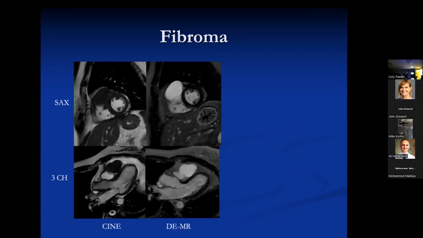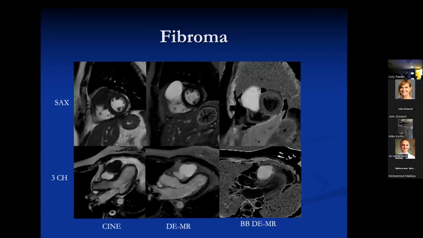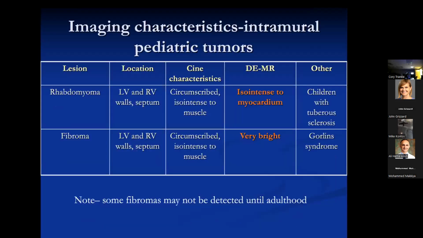So here's another case. Here are still frames from cine and delayed enhancement images in this right ventricular case. Here's one with a bright blood delayed enhancement where you can really see the interface with the blood pool. Okay. So the imaging characteristics of pediatric tumors are pretty straightforward. They can look identical. As you see, all this stuff is the same. What's different is the rhabdomyomas are iso-intense on delayed enhancement, and fibromas are very bright. So it's really quite easy, actually.